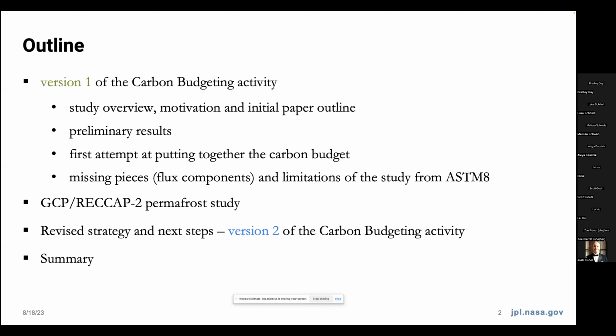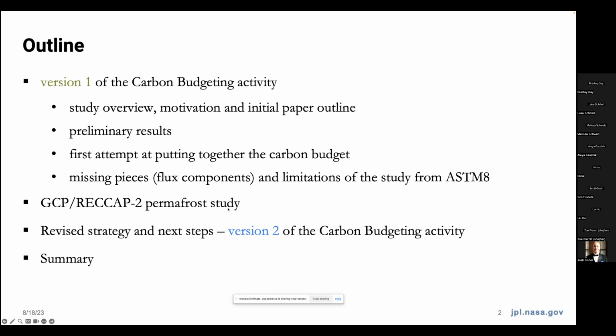So what I'm just going to quickly run through is what I call version 1 of the carbon budgeting activity. This would primarily give an overview of what our main motivation was, the initial paper outline that we had, and some of the preliminary results we were obtaining. But really where things started unraveling was when we tried to put together the carbon budget for the entire domain. We came across a bunch of different pieces that were missing, several of which were in preparation by different groups, but really no concrete data existed.